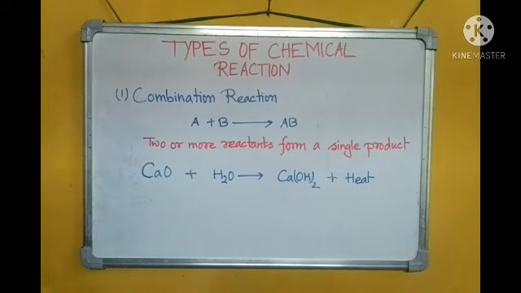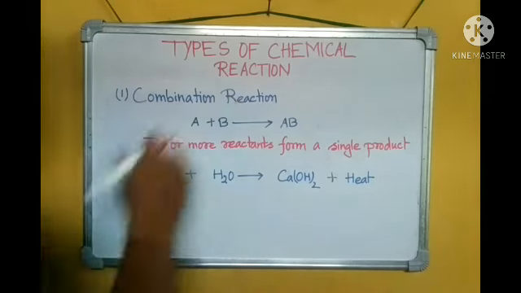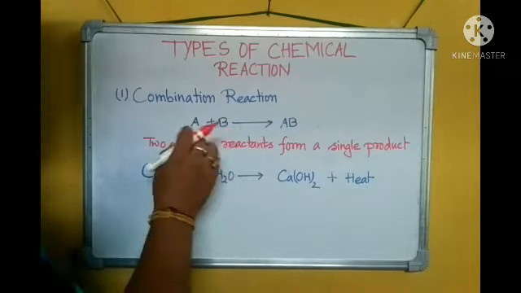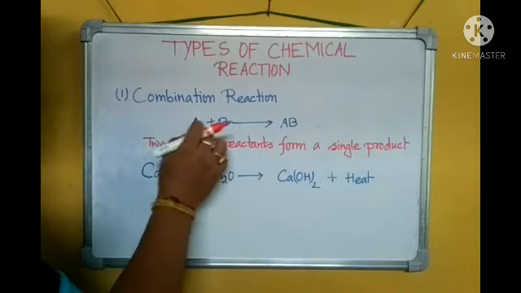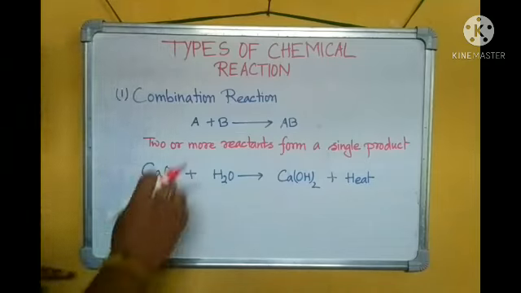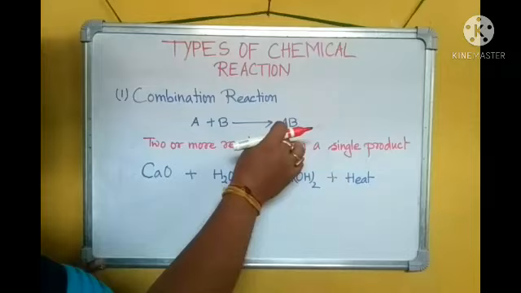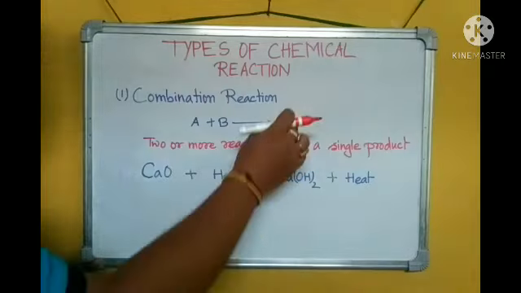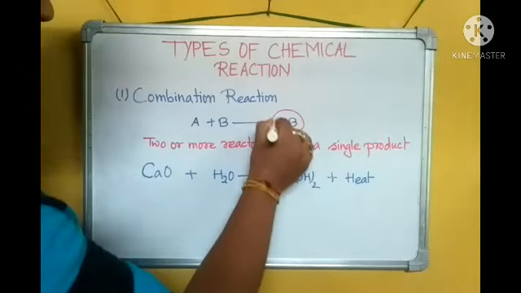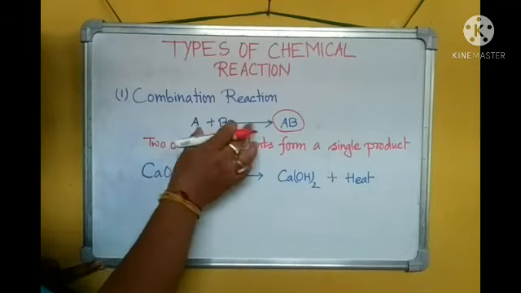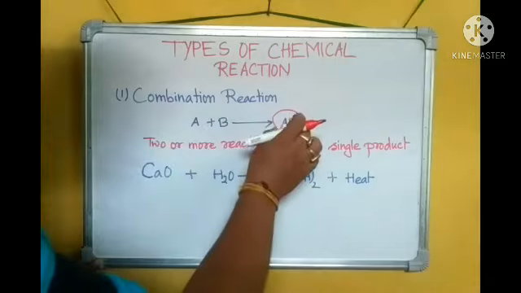So now let us look at types of chemical reaction. The first reaction is the combination reaction. So what is a combination reaction? Look at this particular reaction. This is a symbolic reaction. We have 2 reactants, A and B, reacting to form a single product, that is AB. This AB is only a single product, and A and B are together combining to form AB.